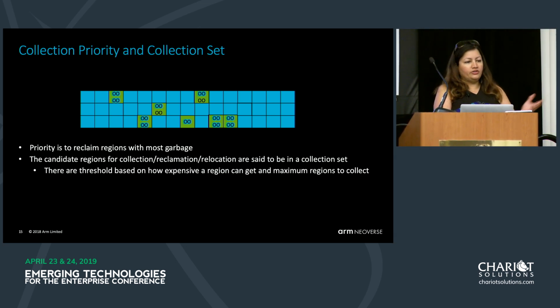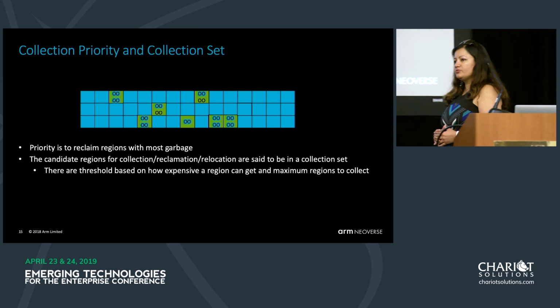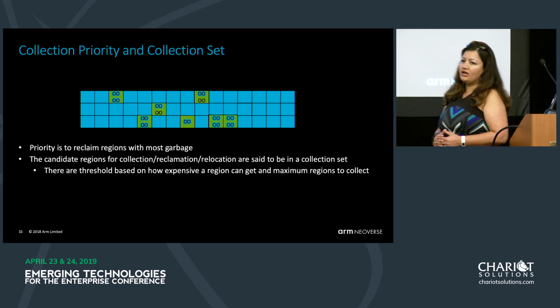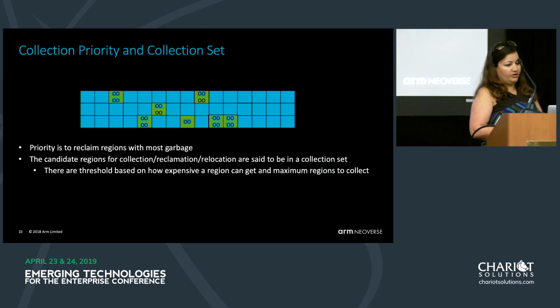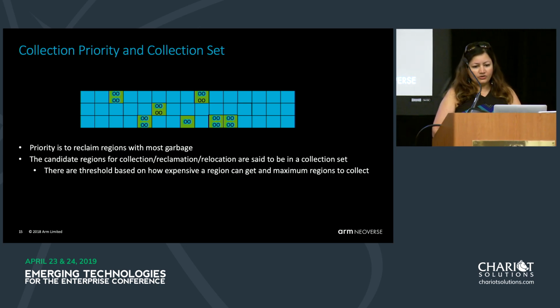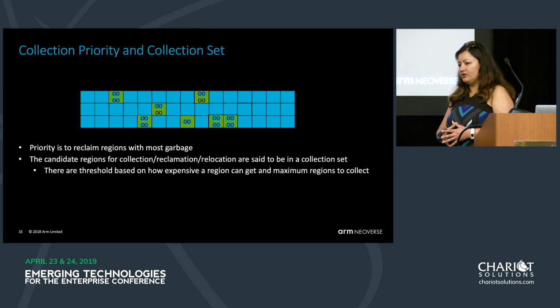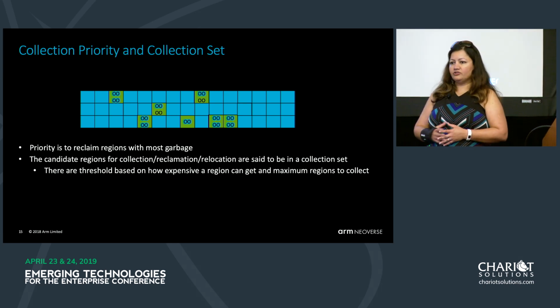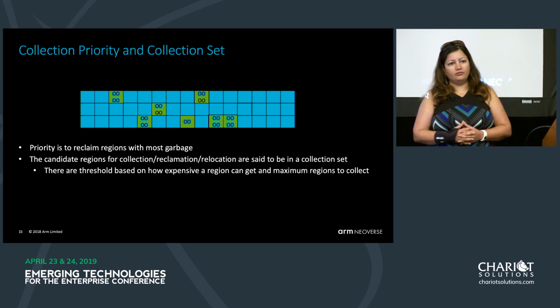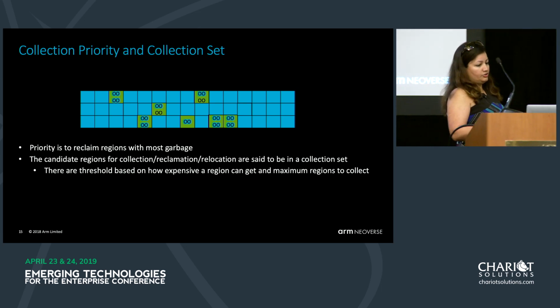So there are thresholds. Each of those garbage collectors will have their own thresholds based on how expensive a region is and how quickly you want it to get done. Because we want to do partial incremental compaction, you would only want a particular threshold that you want to do, based on the time that you want to spend on that.